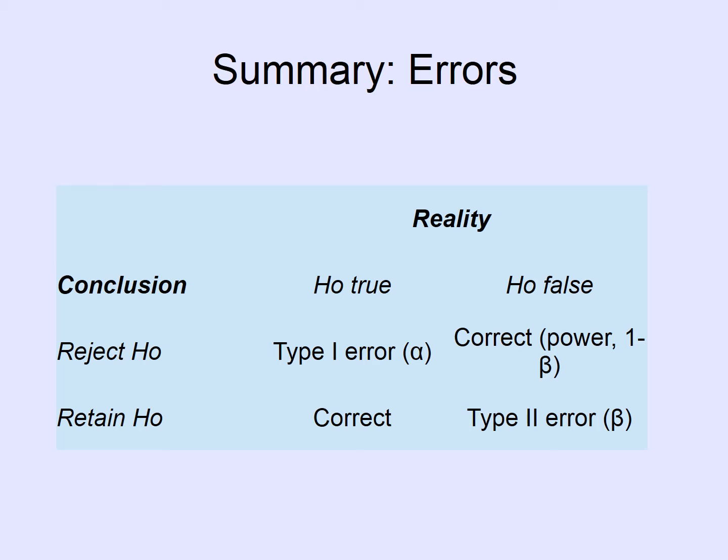The other thing is we could retain our null. We might get a p-value above our alpha, and we're going to fail to reject, or call it retaining our null. And we could be correct, all is good and true in the world, okay? That null really is true. But we could be wrong. And so in that case, if we retain the null, but it really is false, that's a type 2 error called beta. Notice that beta and power are mathematically related.